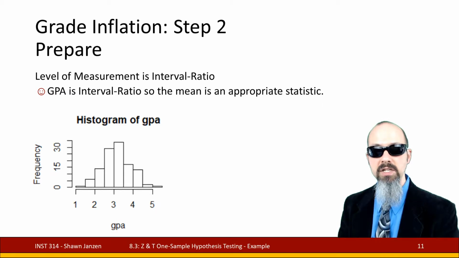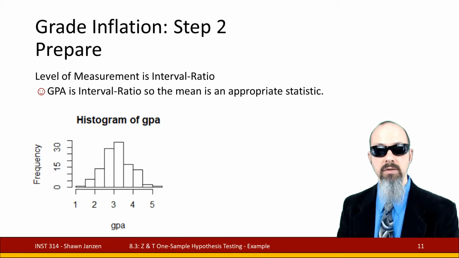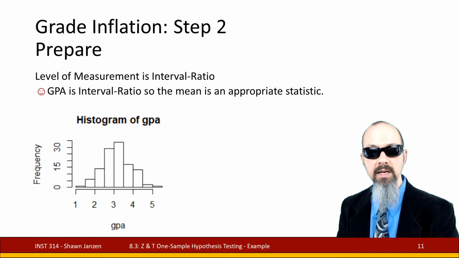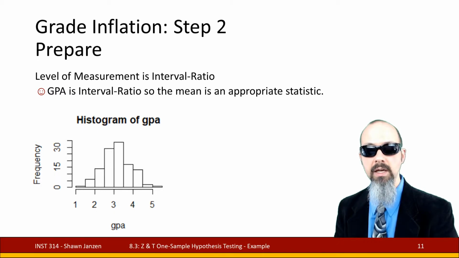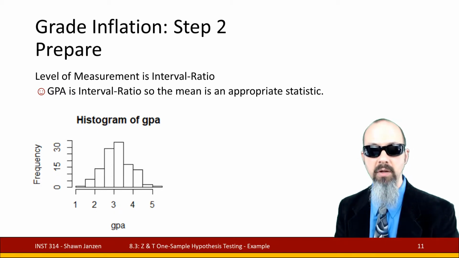Now, the GPAs are an interval-ratio type measure, so GPA is appropriate for doing Z and T testing, and I have a histogram here to show us what the GPA would look like, and it looks normally distributed. Some of them are high, some of them are low, with the bulk of them in between.